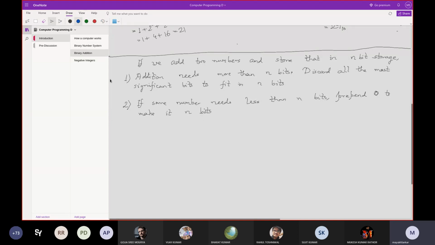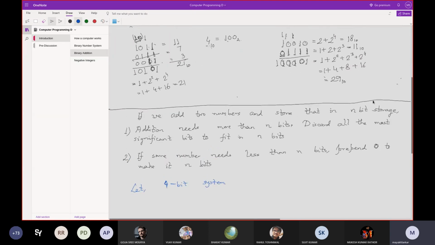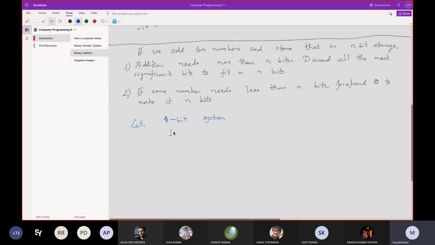As an example, let's say we have a 4-bit system or 4-bit storage. Though obviously we always work in multiples of 8, this is just an example. It's a 4-bit system we have, and there we are performing the addition of 1011 and 0111. In fact, we want to do the addition of 1011 and 111.